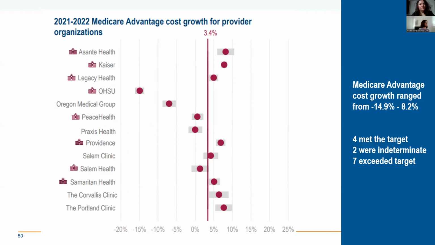And let's talk about the Medicare Advantage. For Medicare Advantage, we didn't do a grouping as you see for the commercial. The provider organizations' cost growth ranges from -14.9% to 8.2%. And 6 of them exceed the target, which are Asante Health, Kaiser, Legacy Health, Providence, Samaritan Health, the Covarrus Clinic, and the Lepoyne Clinic. Next slide, please.